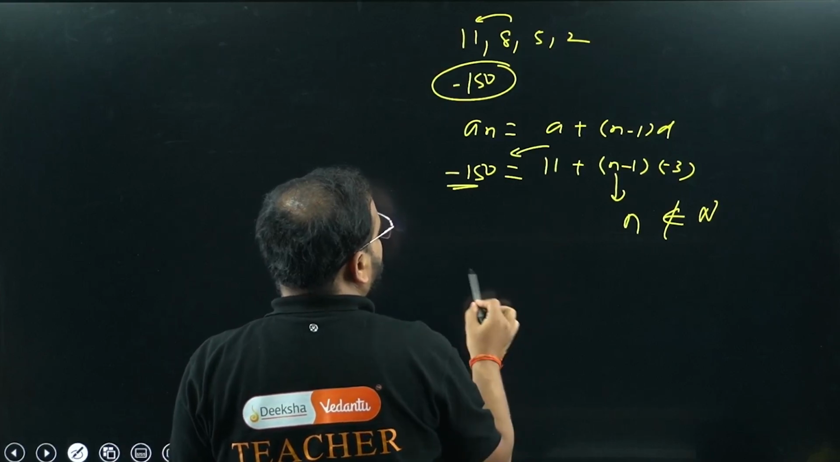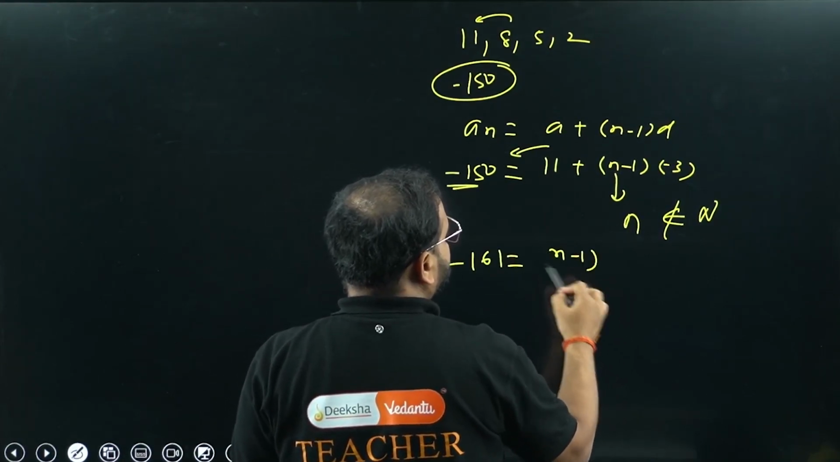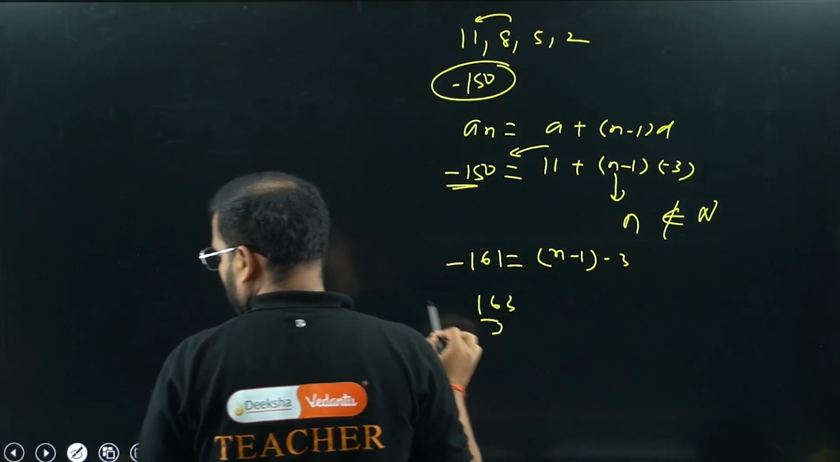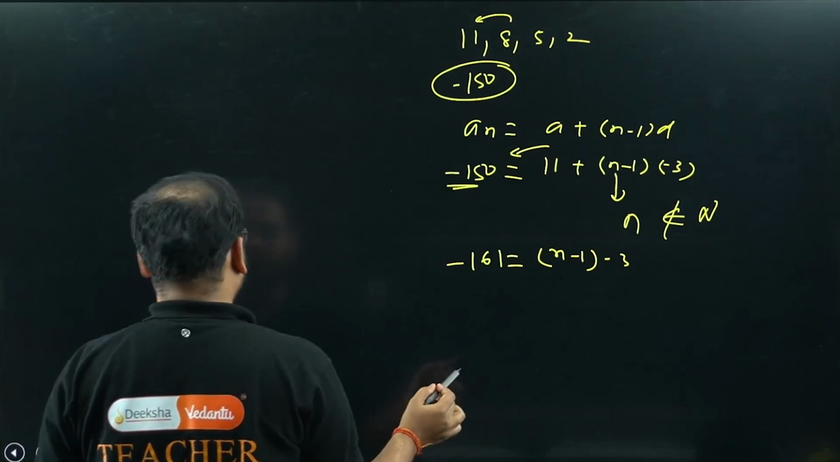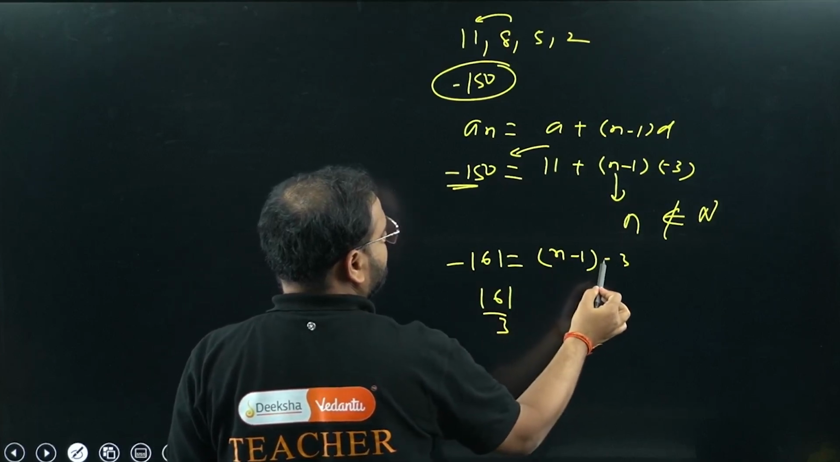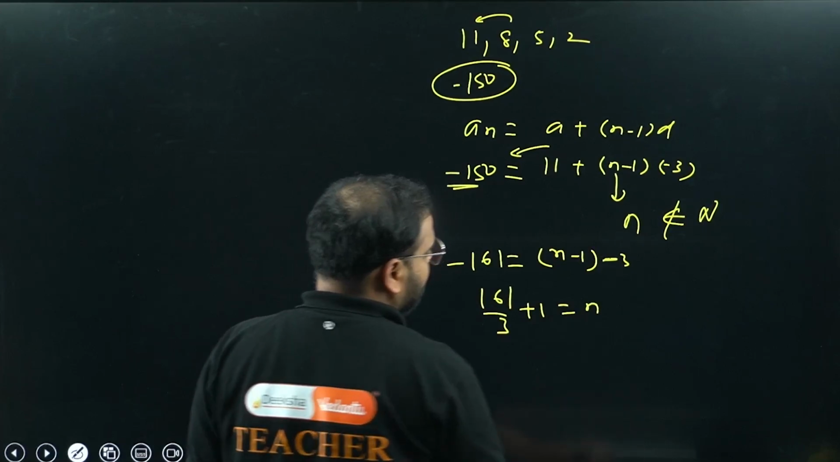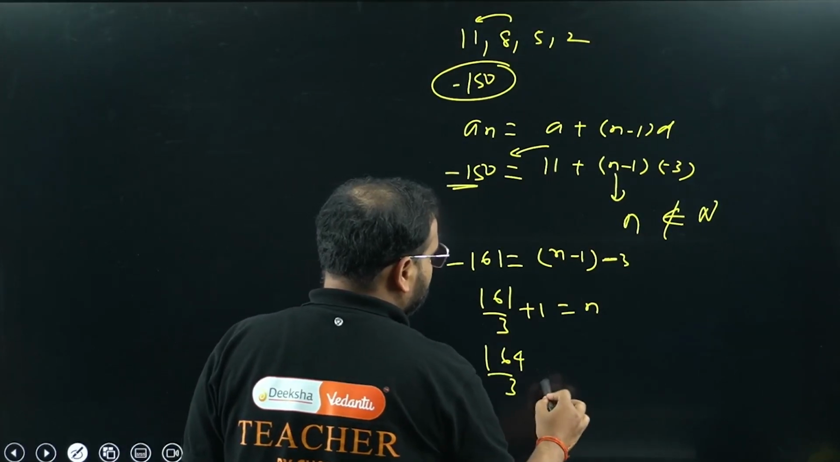Bring this 11 over here. So minus 161 equals (n minus 1) times minus 3. Bring this over here, it will become 161 by 3, because negative and negative will cancel. Please check. So plus 1 I can add on this side, it will become simply n. If you do that, what are you going to get? 164 by 3 equals n.